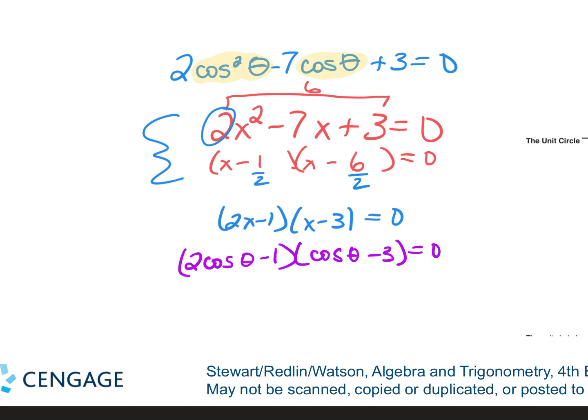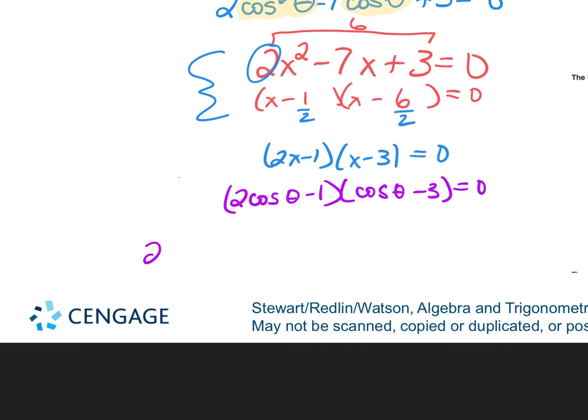You guys know how to factor. You've done this forever. So now what do you do when you solve, right? We take our two parentheses and we set them equal to what? 0. So I have two little equations here. I have 2 cosine minus 1 equals 0. And I have cosine theta minus 3 equals 0. Okay, I'm going to start on the right-hand side. A lot of times, guys, both equations will work. For whatever reason, the problems that are in here, one of them doesn't work, but that's okay.